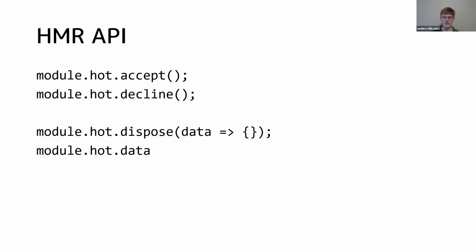These can be used to move DOM elements, clear timers, etc. And they receive a data object that they can add properties to, to preserve state needed to migrate data to the new version of the module. Then in the new code, you can access that data from module.hot.data to do any work needed to migrate it.